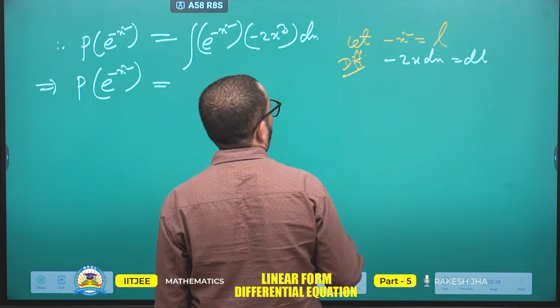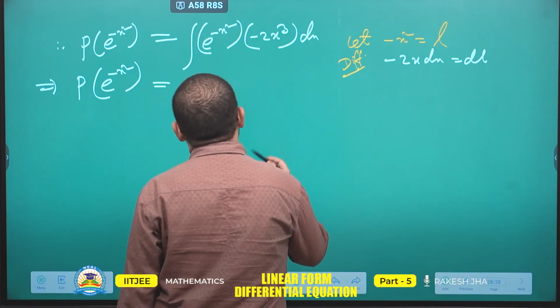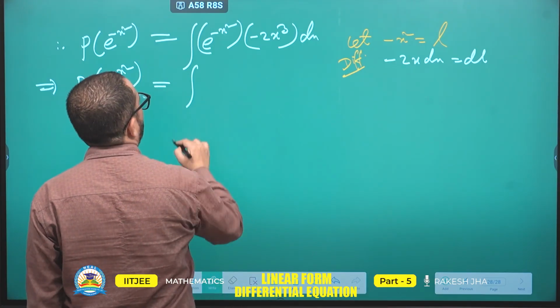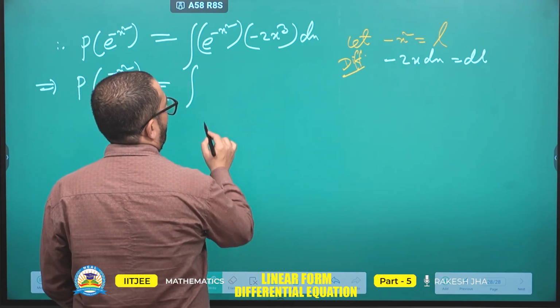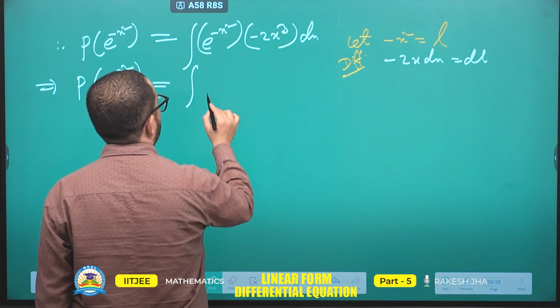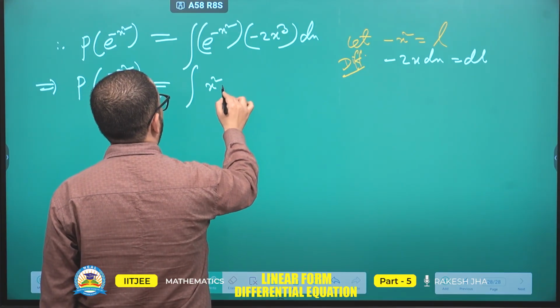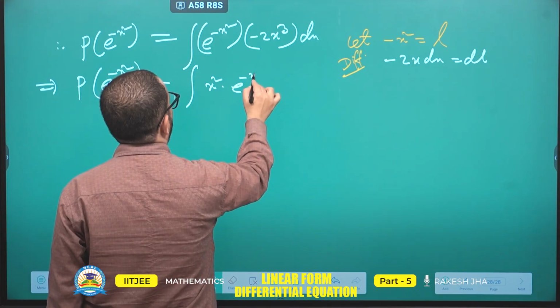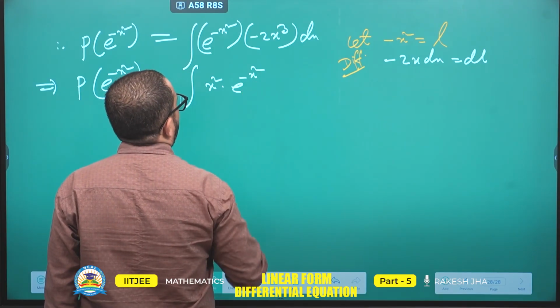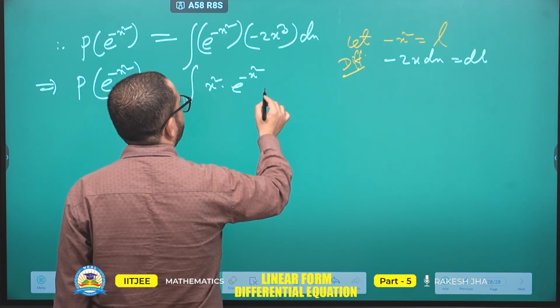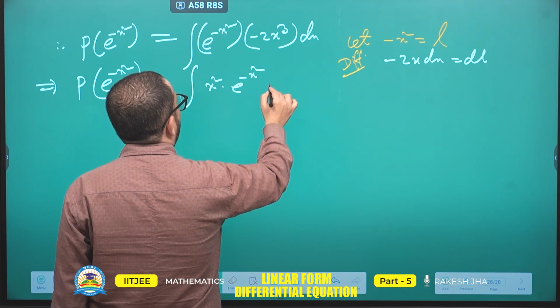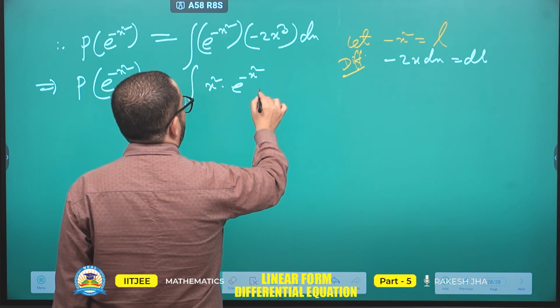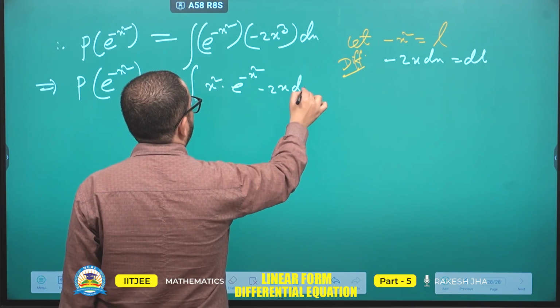But we want here, so one more step I can write here, minus of 2x dx and then x square. So we can write x square times minus of x square, and then we will have here minus of 2x dx.